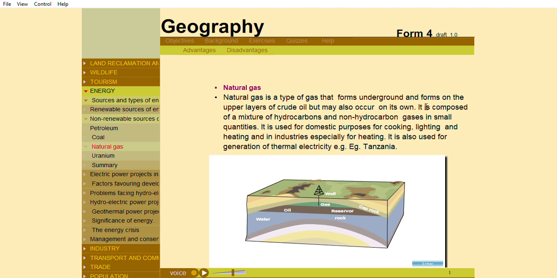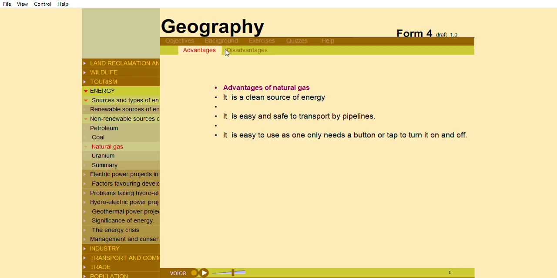Natural gas. Natural gas is a type of gas that forms underground and forms on the upper layers of crude oil but may also occur on its own. It is composed of a mixture of hydrocarbons and non-hydrocarbon gases in small quantities.